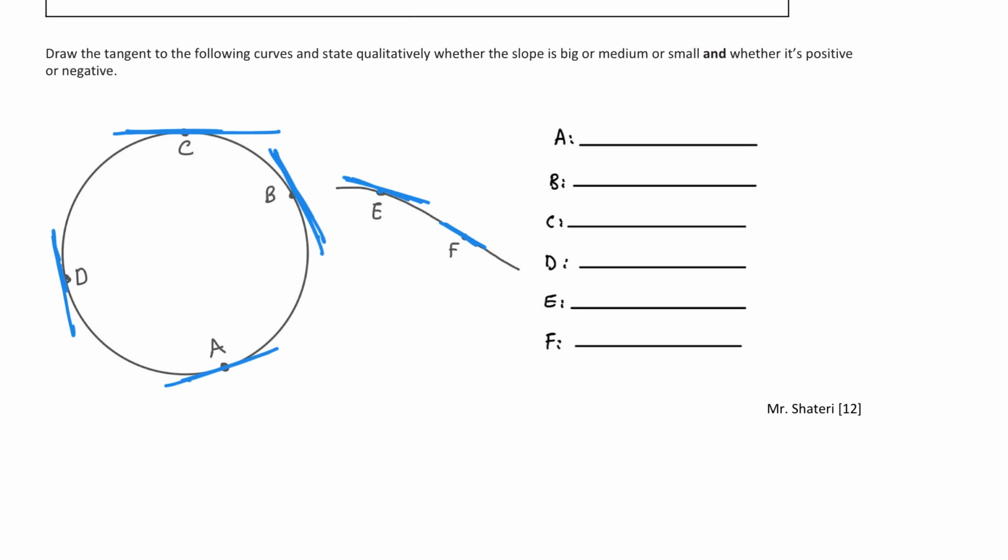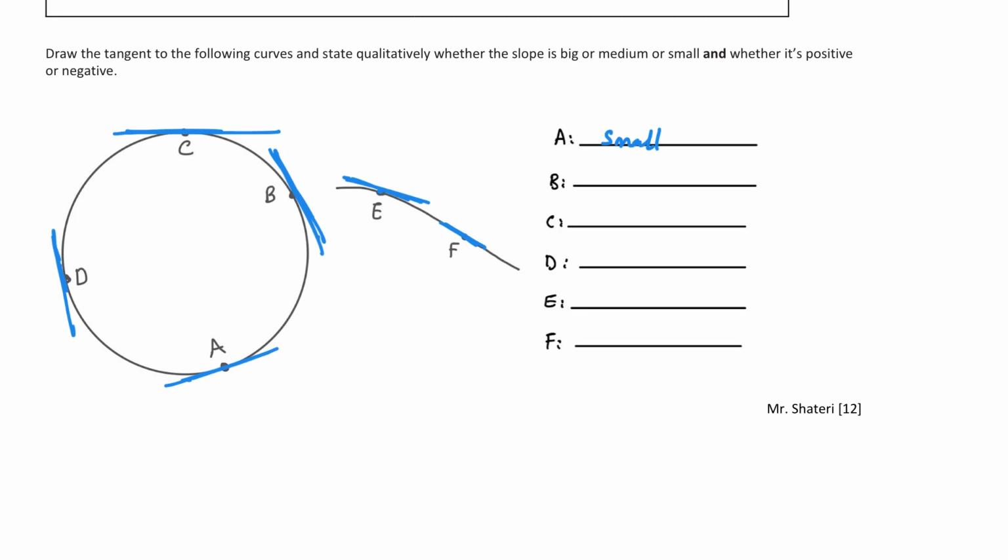So in this question, we're asked to draw the tangent of the following curve and state qualitatively whether the slope is big or small, and whether it's positive or negative. Actually, let's start with A. Over here, the slope, you can see it's pretty small, I would say. So I'm going to say small.